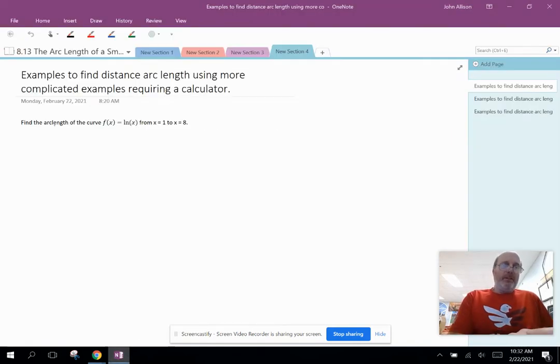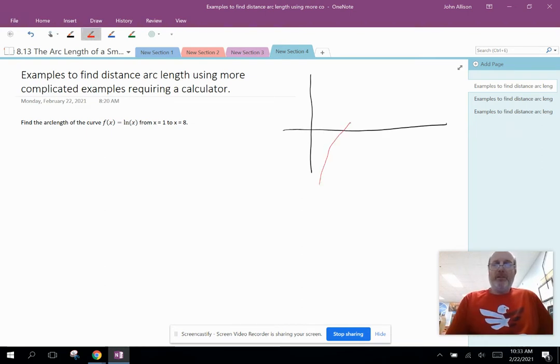Let's start by finding the arc length of the curve f of x equals ln x from x equals 1 to 8. I like to start by sketching a graph, get a good idea of what it is we're looking for. And we know the graph of ln x looks like this. And we know it intersects the x-axis at 1. And in this case, we are going to look for where x equals 8. So the arc length, this part of the curve, is what we want to measure.